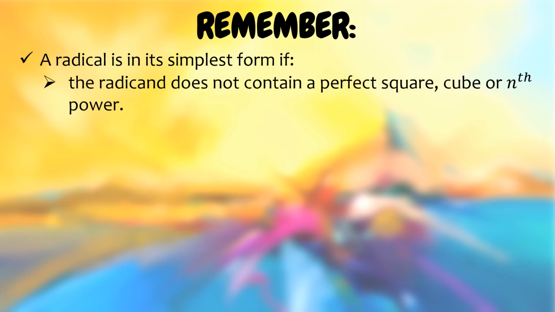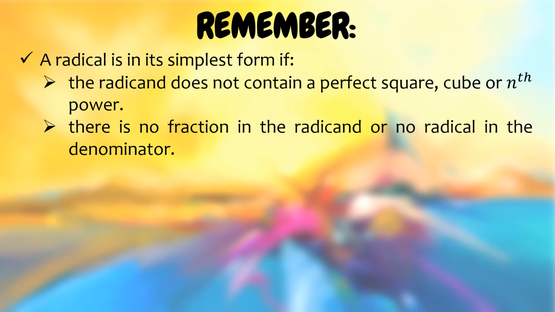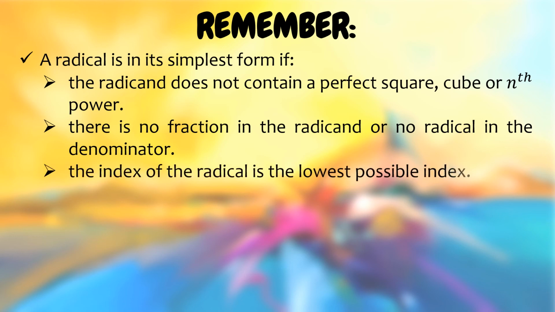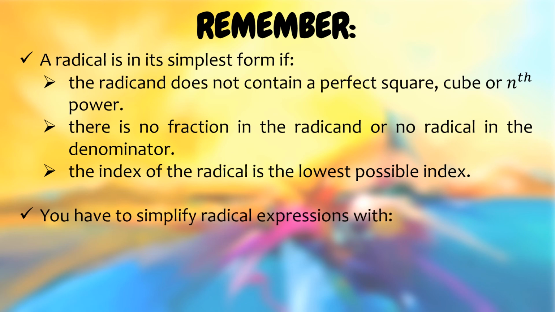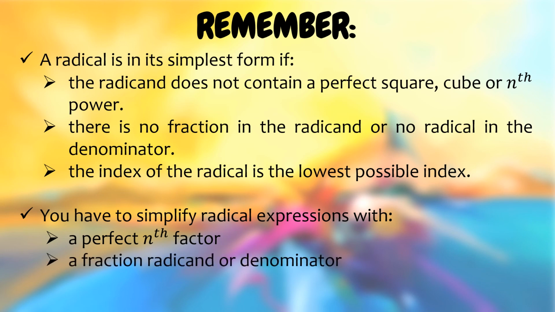So let us now summarize. A radical is in its simplest form if the radicand does not contain a perfect square, cube, or nth power. There is no fraction in the radicand or no radical in the denominator. So dito natin i-apply ang rationalization process para matanggal yung radical sign sa denominator. Next is the index of the radical is the lowest possible index. You have to simplify radical expressions with a perfect nth power, a fraction radicand or denominator, and reducible index.